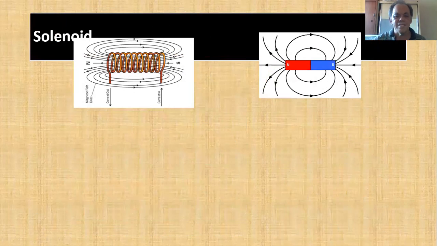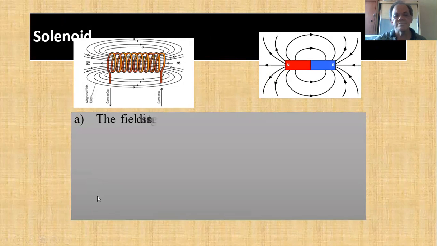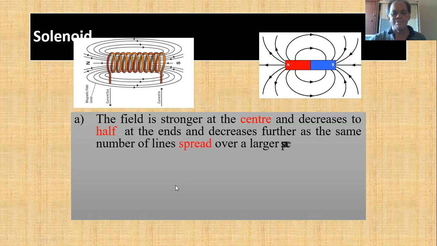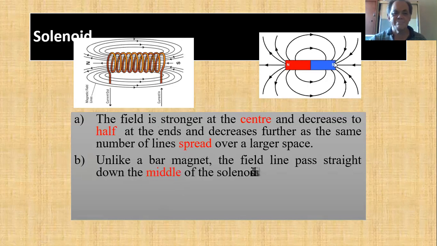Uniform inside, non-uniform outside. It is stronger at the center and decreases to half the value at the entrance or exit, because it can spread out and occupy more space. For a bar magnet, there are no magnetic field lines inside, whereas for the coil, you have field lines right in the center.